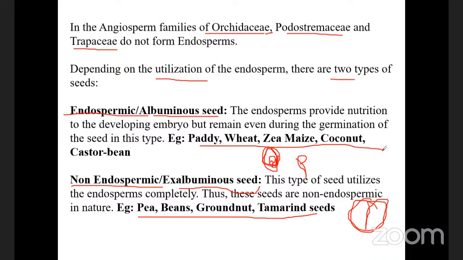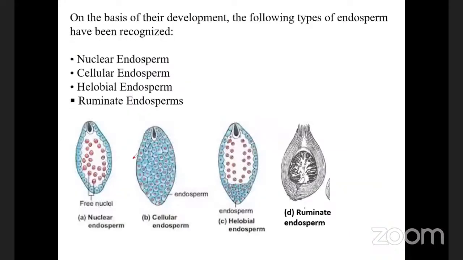Paddy, wheat, maize, coconut, castor oil, castor bean: in all of these the endosperm is present. All endospermic seeds are albuminous seeds, and non-endospermic seeds are those where the total endosperm is utilized. So on the basis of utilization, there are two types: albuminous endospermic and non-endospermic.